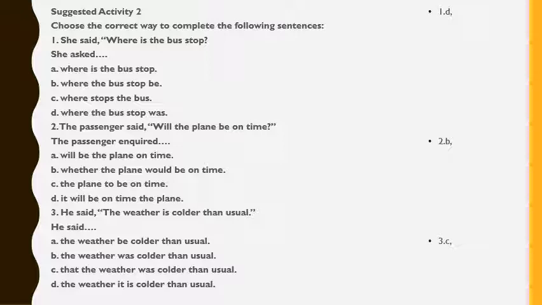The passenger said, "Will the plane be on time?" The passenger inquired. "Will the plane be on time" is a yes or no question. So, whether the plane would be on time. Will in the past tense is would.